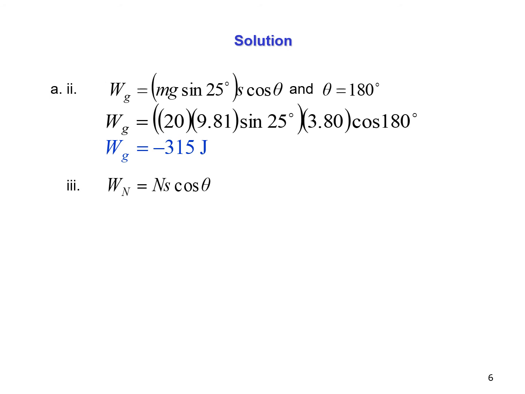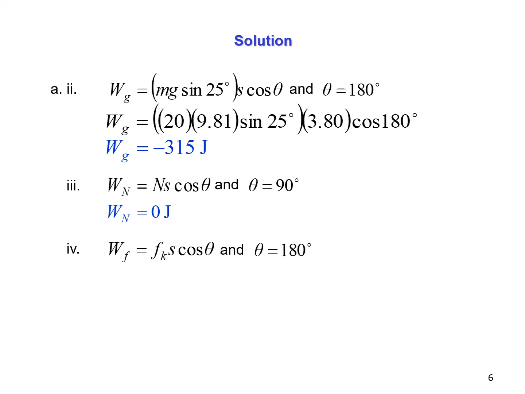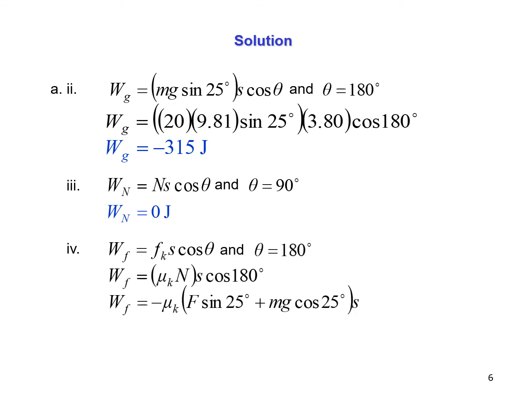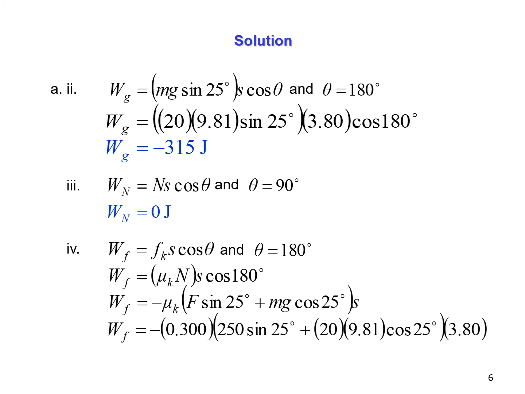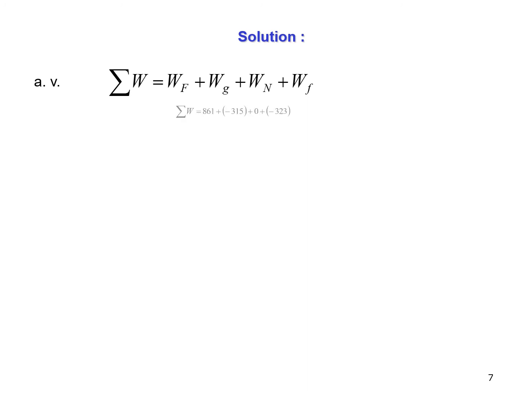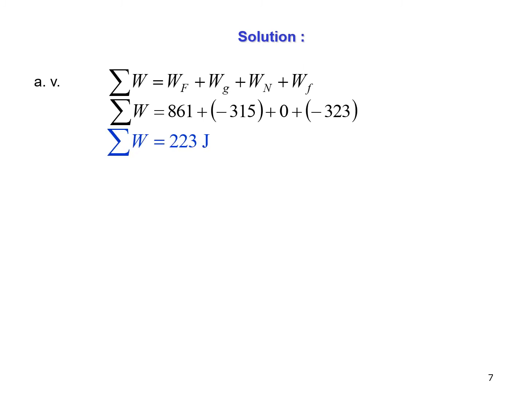Then the work done by the normal force. The angle here is 90, so there is 0 work done. Then the work done by friction. Since the angle is 180, we also end up with a negative value, which is equivalent to negative 323 joule. For the net work done or total work done, you just add up all the values, which ends up with 223 joule.